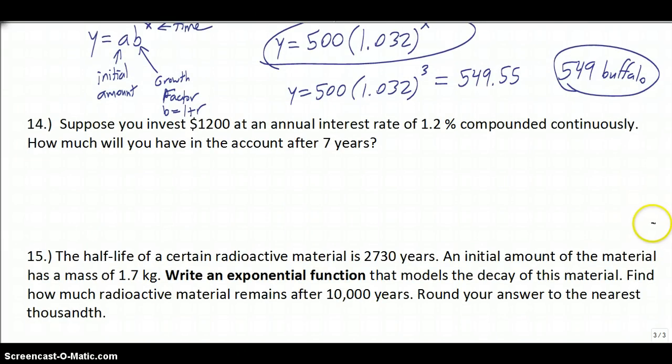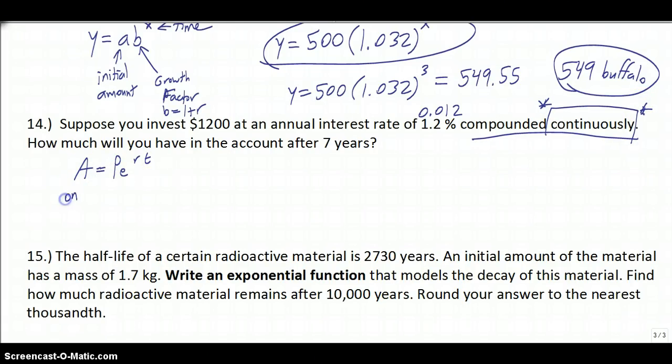Suppose we invest $1,200 at an annual interest rate of 1.2%, 0.012, compounded continuously. Ooh, continuously. This will be a very, very important word tomorrow, because there's another formula on your sheet that looks like this, which can only be used when it's continuously compounded interest. So you'll have to remember that. It might be one of the first things you do when you get your quiz: circle the word continuous when you see it, and just point to it.